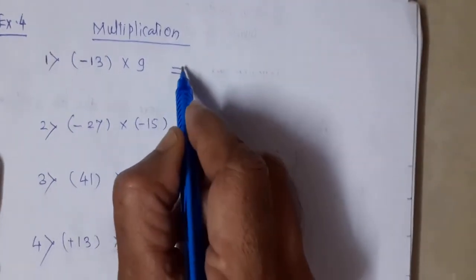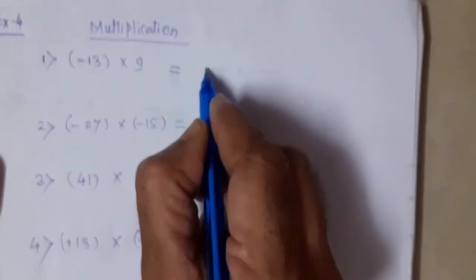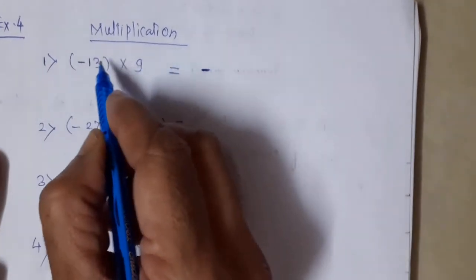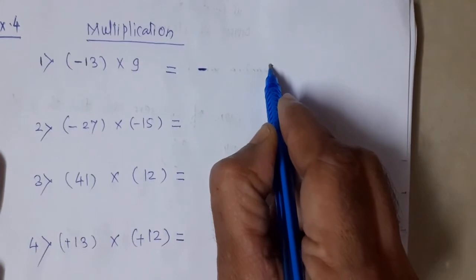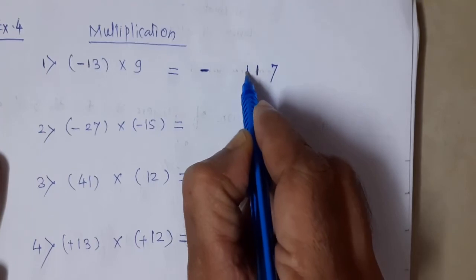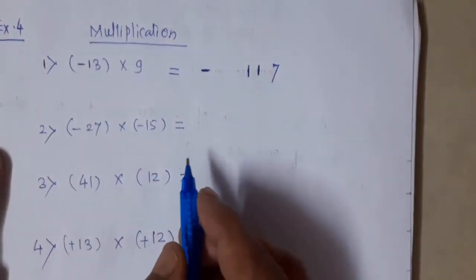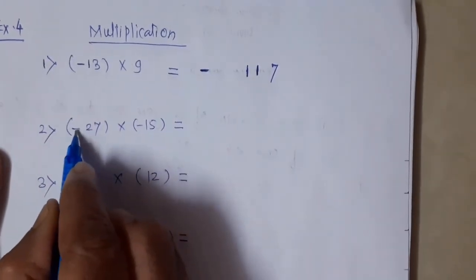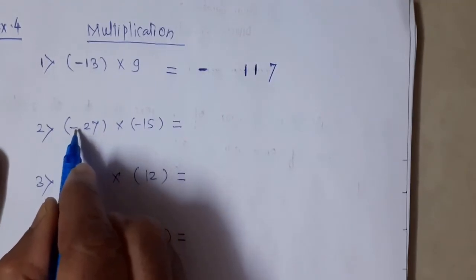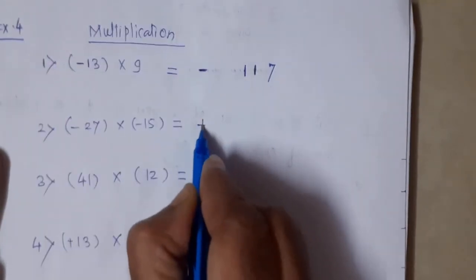So you know that when I am multiplying one negative number with one positive number, result is what? Negative number. Okay, so 13 nines are 117, result is 117. So again I am multiplying minus 27 by minus 15. You know that result is what? When we are multiplying one negative integer with another negative integer, result is positive.